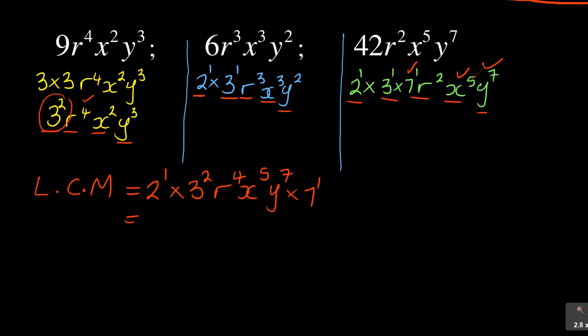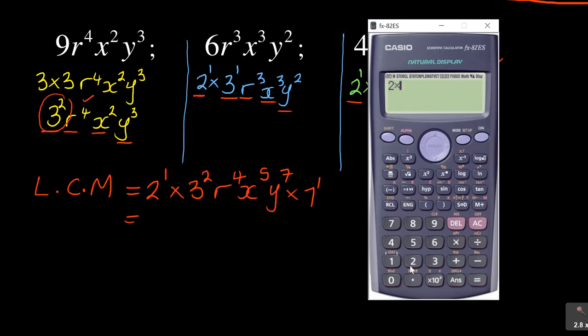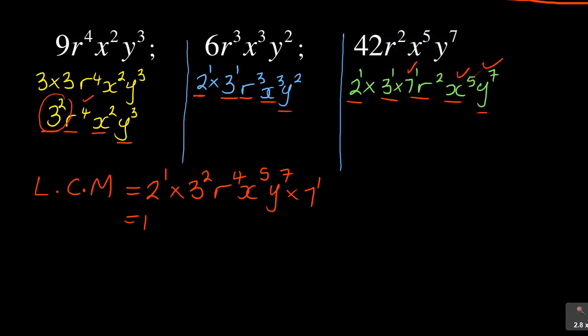When you've done that, you take your calculator and multiply all the numbers, which is 2 times 3 squared times 7. It is 126. So the number is 126, which means the LCM of 9, 6, and 42 is 126, meaning the smallest number which 42, 6 and 9 can go into without leaving a remainder is 126. You can verify that with your calculator.